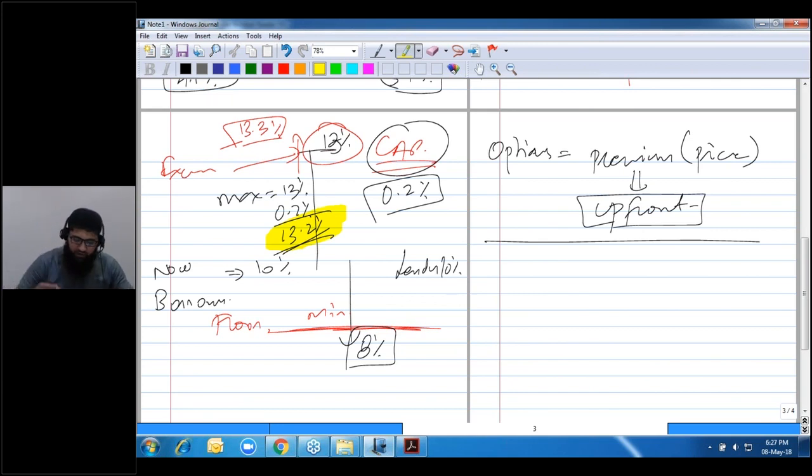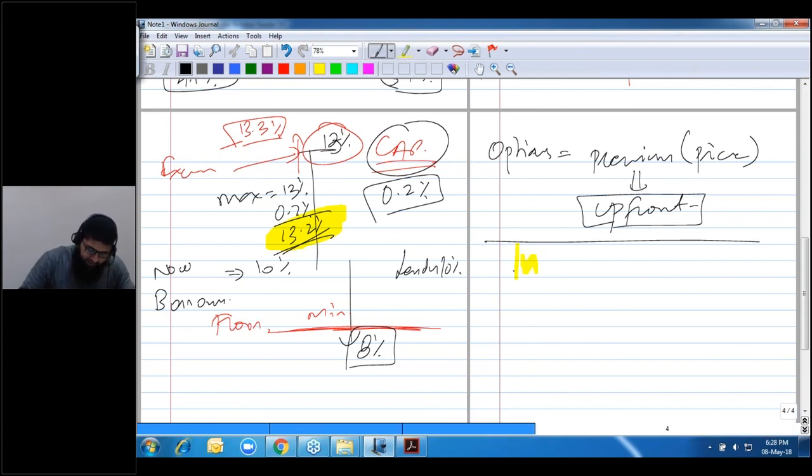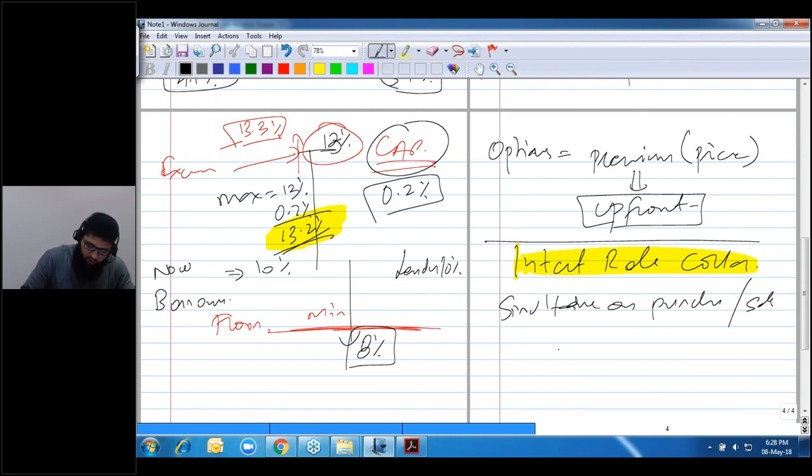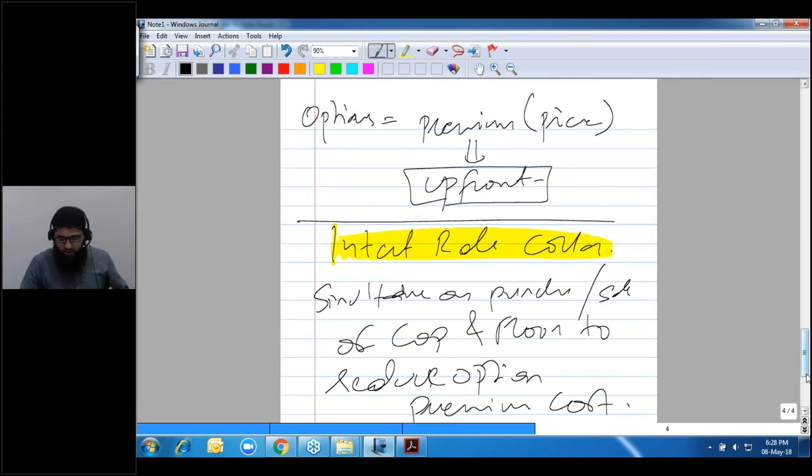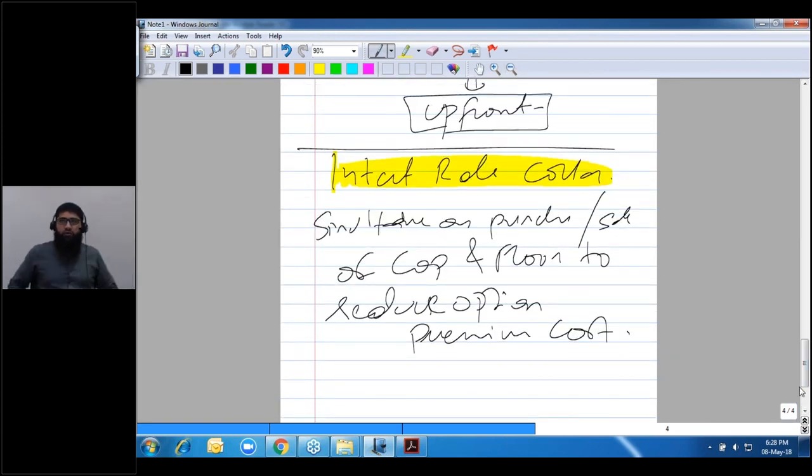So let's discuss what exactly an interest rate collar is. An interest rate collar is a simultaneous purchase or sale of a cap and a floor to reduce the option premium cost. So what is the interest rate collar? It is a simultaneous purchase or sale of a cap and a floor to reduce the option premium cost.